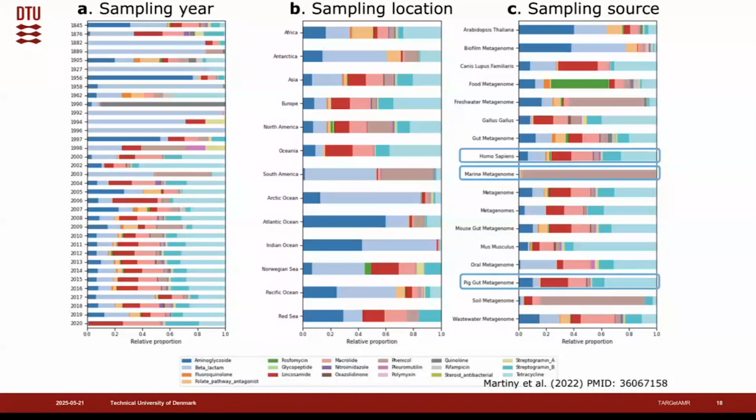We can also look at, again, sources. Of course, there's a lot of human data out there, but it's quite interesting that there's also a lot of marine metagenomic samples out there, but according to this, at this point, the marine metagenomics were mainly containing few hits. So it really suggests that there is a lot to dig into here.